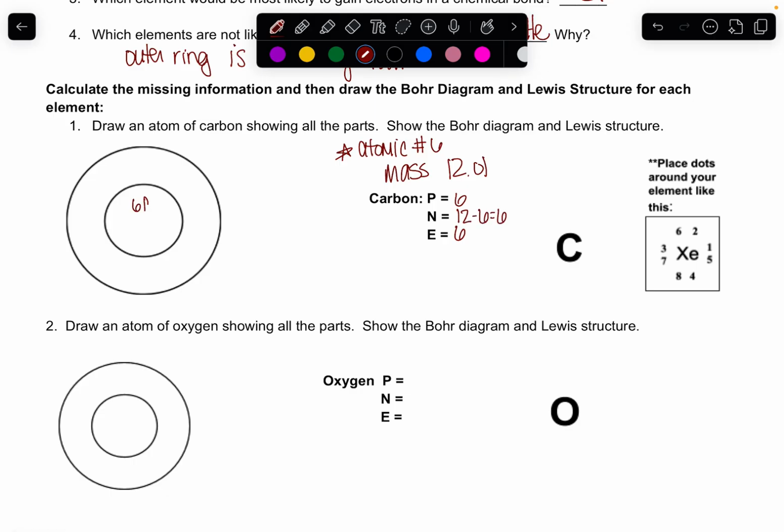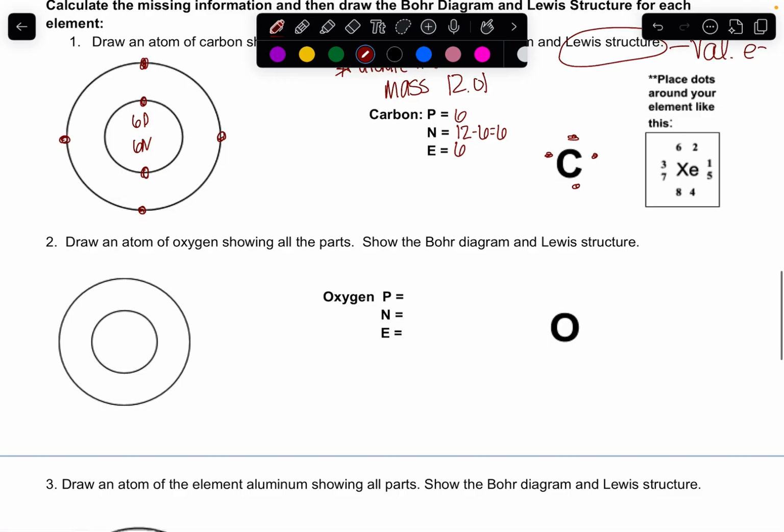Put my protons and my neutrons in the middle, and I start placing my electrons. I got 1, 2, and then I fill that ring. 3, 4, 5, 6. We're going to do our Lewis structures again, and just a reminder that for Lewis structures, I'm looking at my valence electrons. So I'm going to just look at my 4 on the outer ring. 1, 2, 3, 4.